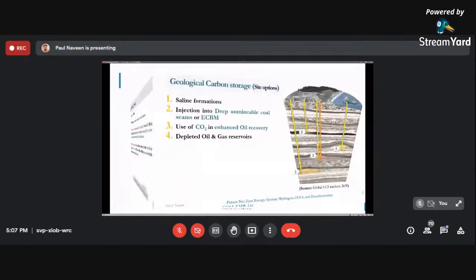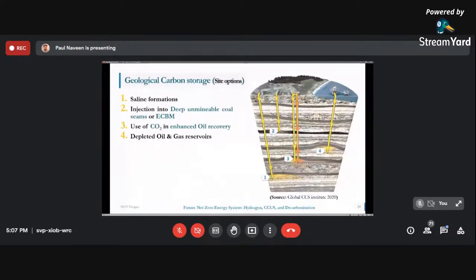Also, we see that for storage in the deep subsurface there are possible options. In the deep subsurface we have four options, like saline aquifers.